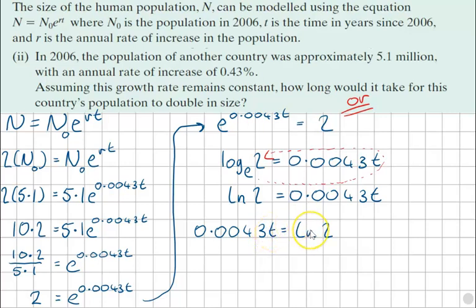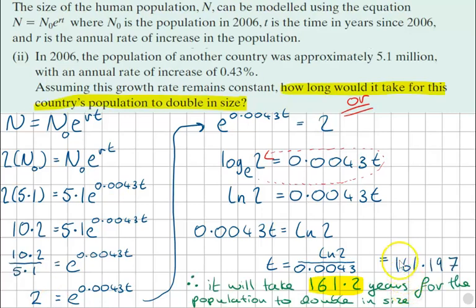Now remember, L and N are not variables, okay? They're a number. ln 2 is a number. So don't mix it up and think there's 3 variables here now. The t is the only variable, the only unknown value. So we get t is equal to ln 2, the natural log of 2, over 0.0043, which again gives 161.197. Therefore, it will take 161.2 years for the population to double in size.